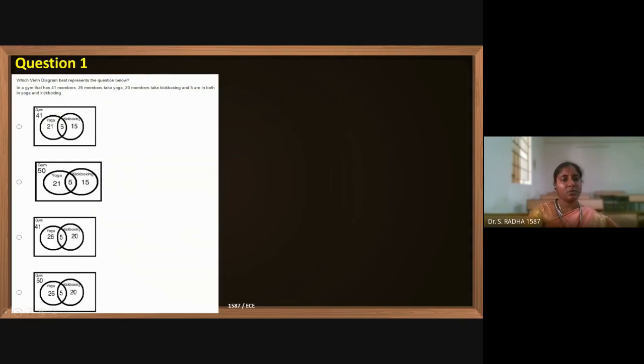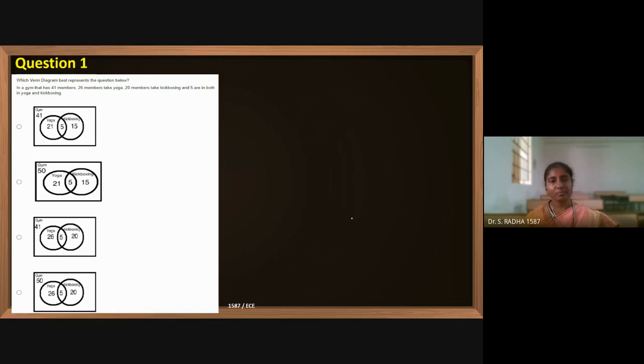Now this is our first question. We will try to solve it. Which Venn diagram best represents the question below? Which of the four Venn diagrams represents the given condition appropriately? In a gym that has 41 members, 26 members take yoga, 20 members take kickboxing, and 5 are in both yoga and kickboxing.